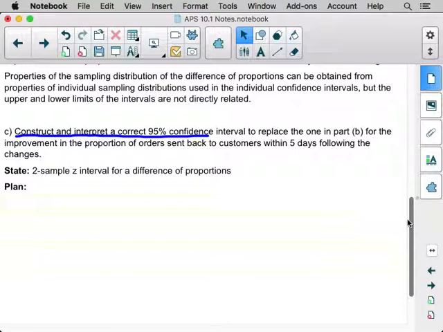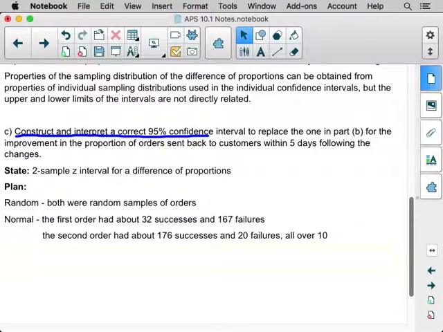All right, plan step. Let's check our conditions. What's the first condition we always check? And that's always kind of the easiest anyway. Random. So here, they did say that they took random samples of orders. For normality, how do we check normality? Actually, we don't even have to worry about expected because this is a confidence interval. So it's literally just successes and failures.